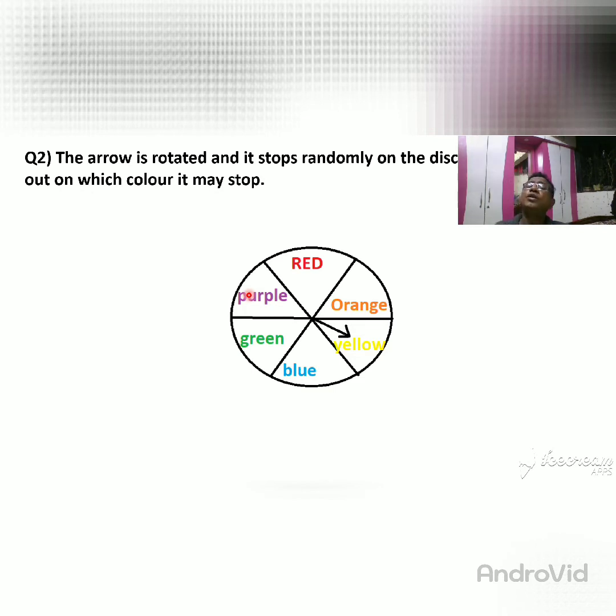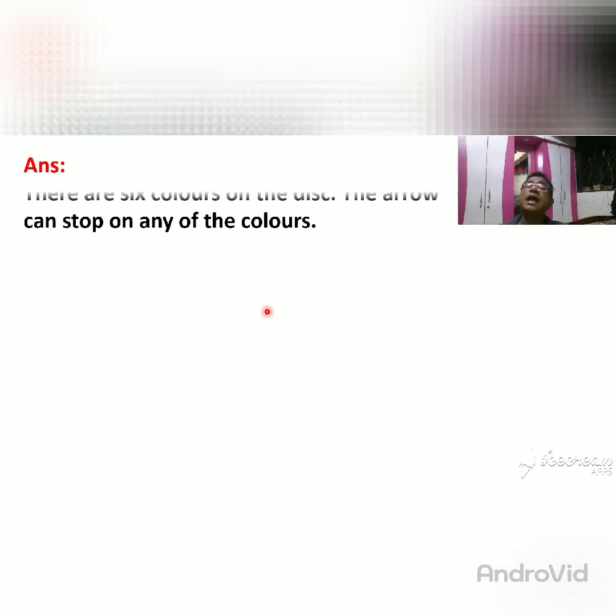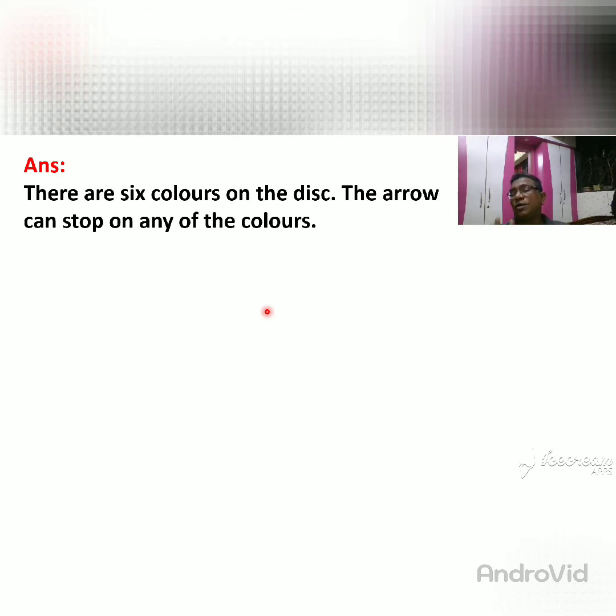So what can we do first? We can find out how many colors are there. Red 1, then orange 2, yellow 3, blue 4, green 5, purple 6. So they are having 6 colors. So the arrow can be stopped in those 6 colors, which means whichever of the 6 colors is given on a disc, there the arrow is stopped.